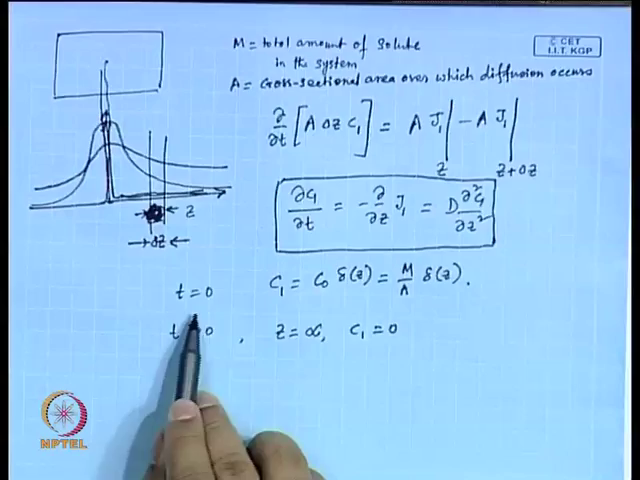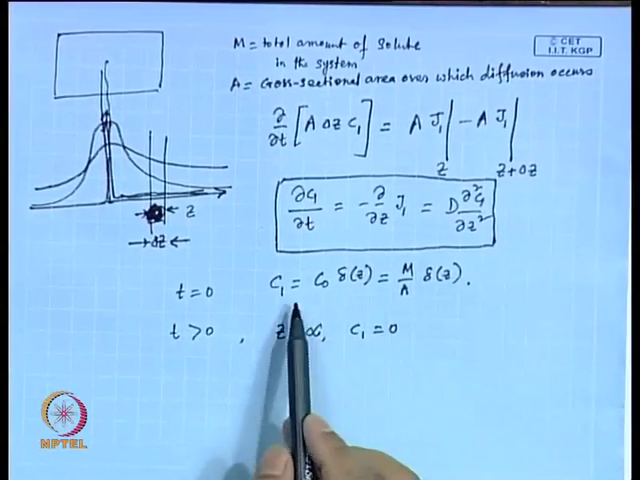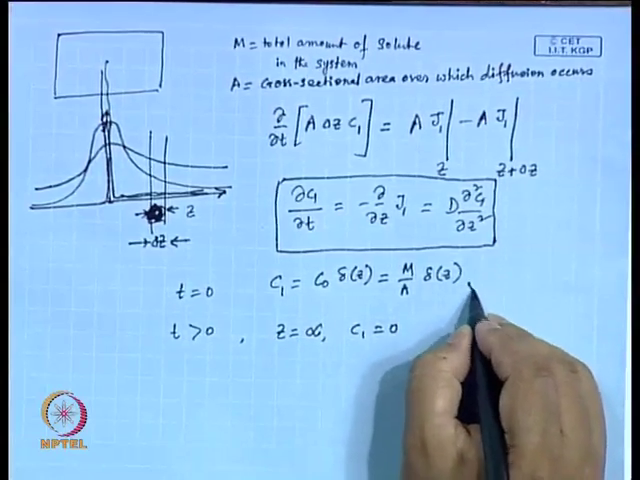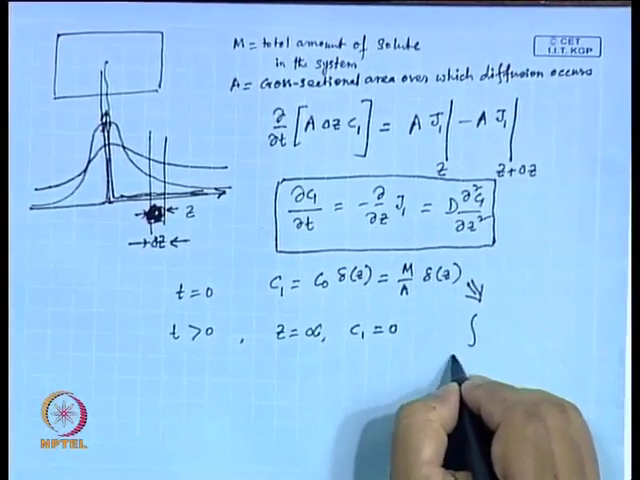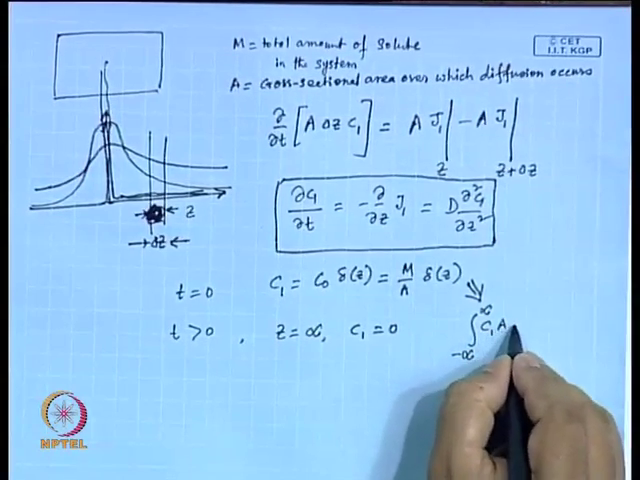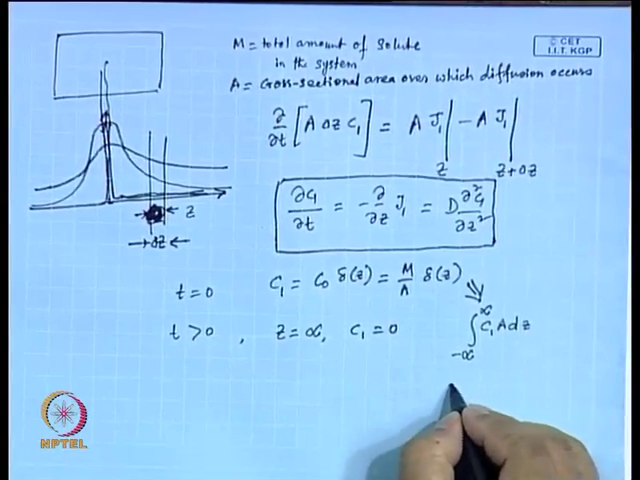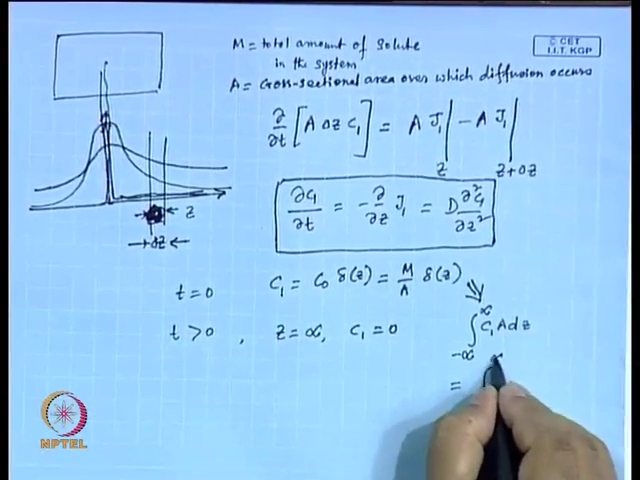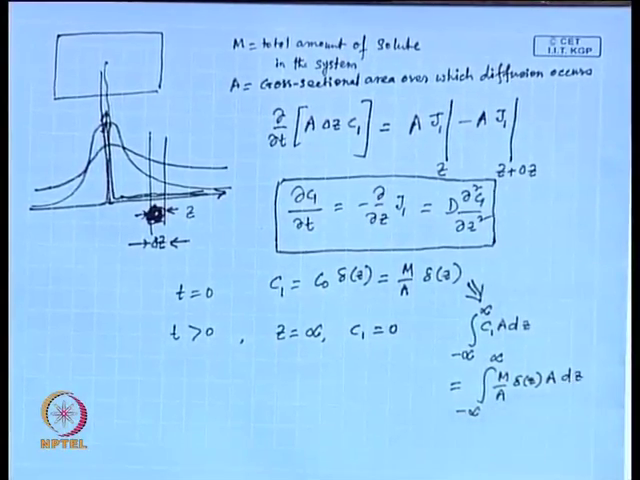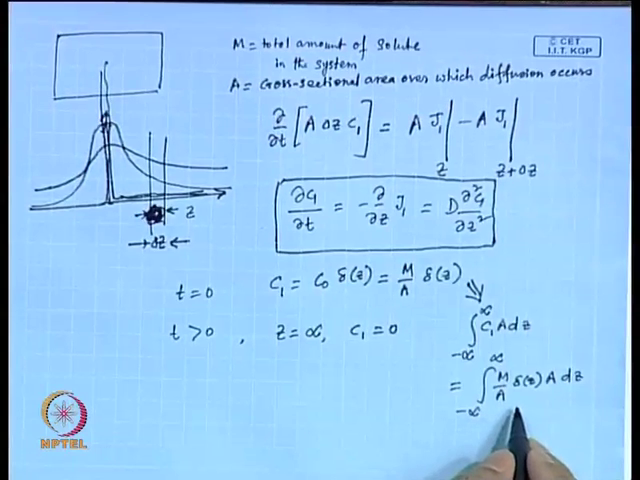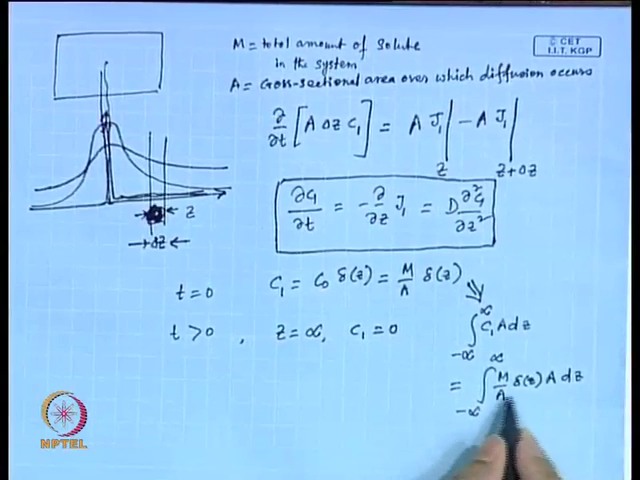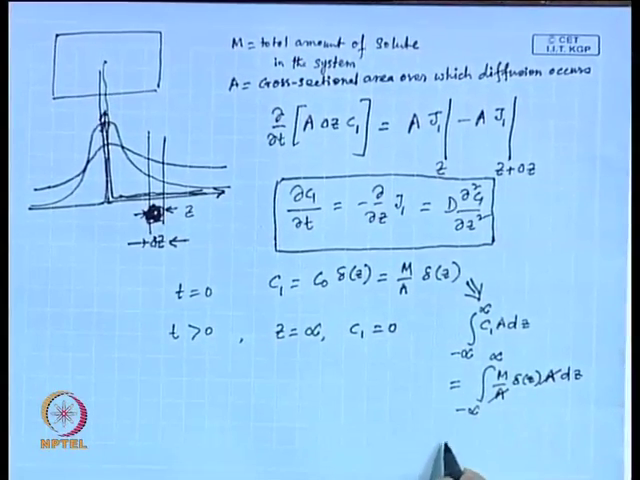So, at t is equal to 0, concentration follows the Dirac function. That is the idea of Dirac function. And what does this mean? This means that integration between minus infinity to plus infinity. So, it is 0 everywhere except at the origin. So, what that means is the integral of C1 A dz would be equal to the integration from minus infinity to plus infinity of m by A delta z A dz. Okay. And A cancels out, m comes out of the integral.